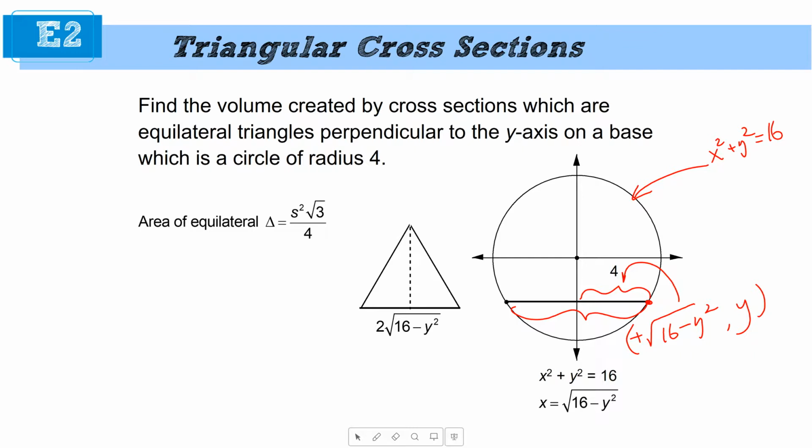So that means the only thing I need to figure out now is what the area of that triangle is, which is a plug and chug. Take this 2 square roots of 16 minus y squared, put it in there for S, I get that. That seems very ugly. However, it will simplify nicely. Because 2 squared is, here we go. Wow. And the 4's cancel, so we get to that.